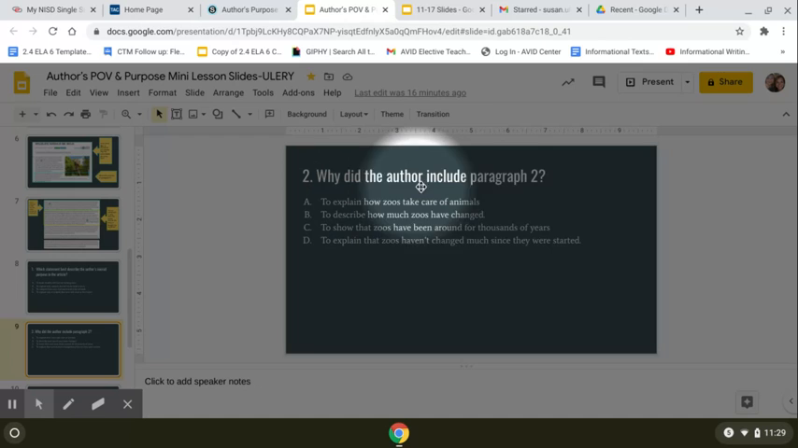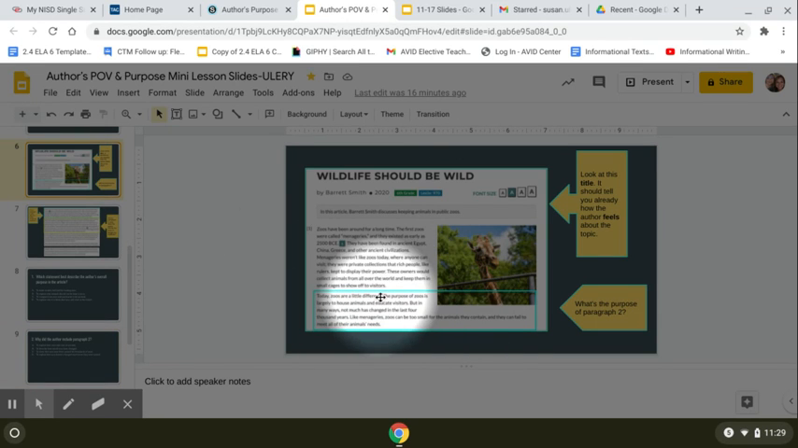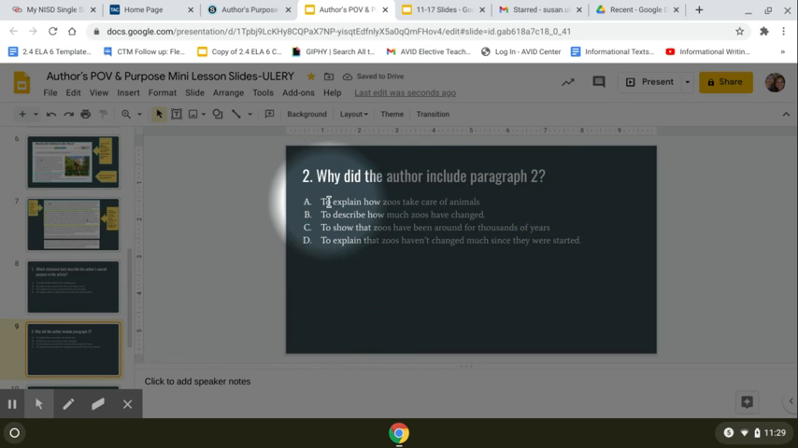Number 2 says, why did the author include paragraph 2? If you need to go back to paragraph 2, please do so and read so that you can go back and look at the question and the answers. Is it to explain, to describe, to show, or to explain? So sometimes you got to be careful. If you see 2 of the same, are they trying to trick you? Well, you got to read them carefully.